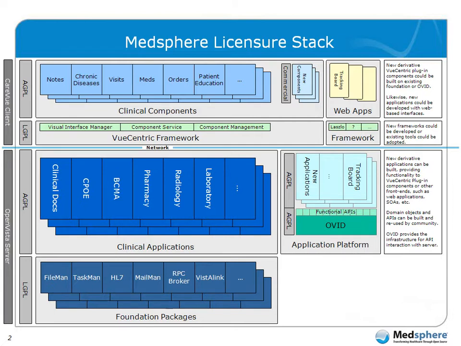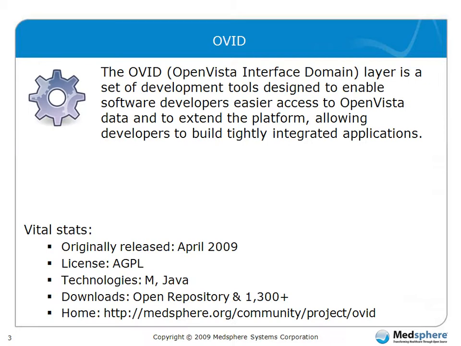As I mentioned yesterday, the licensure on this is going to change a little bit. Right now the OVID layer is licensed under an AGPL license. We're going to move that to an LGPL license very soon, hopefully within the first quarter. Both are open source licenses, but we feel the LGPL will give people a little more freedom about what they create using OVID. I'm going to move to the next slide, which is the first of the OVID slides.